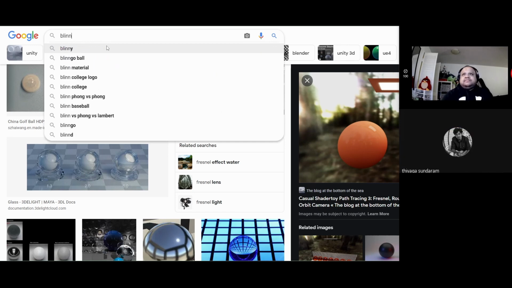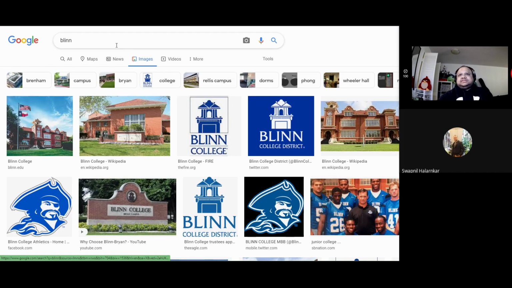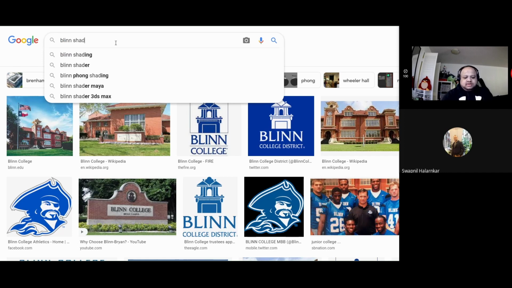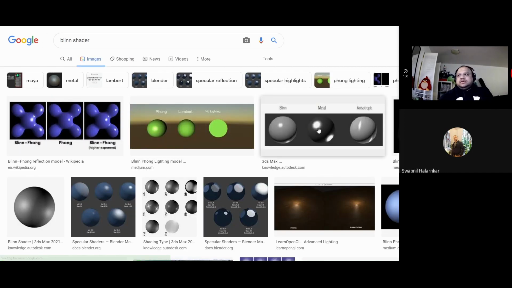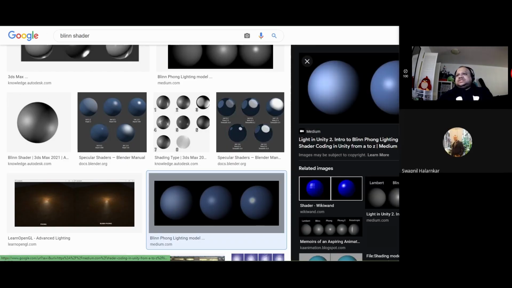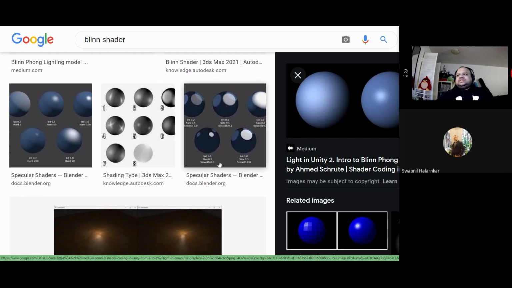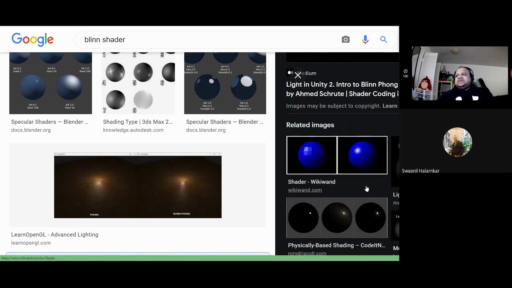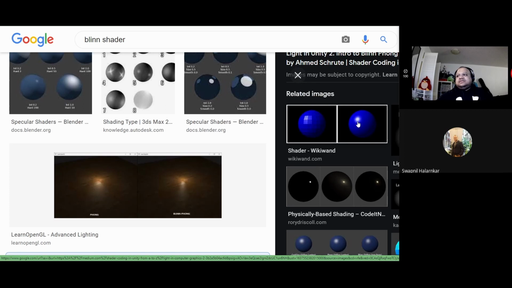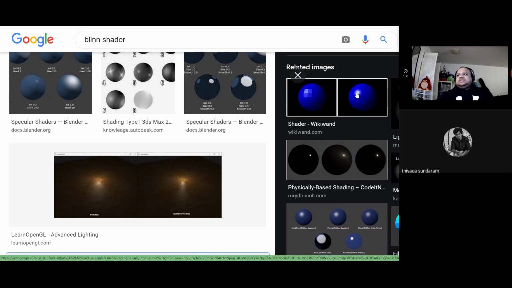If you see a Blinn shader, you see this, like there is a specularity. There is a specular thing which is happening. So the specular is what actually? The specular is the reflection of the light. So if the light itself moves, the reflection will move, but then the intensity is not that much, right? You won't be able to make out.